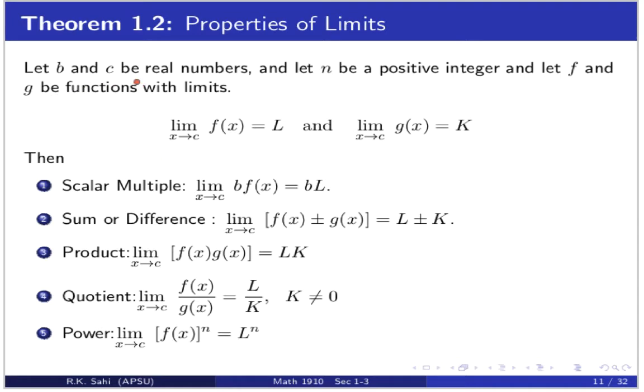What these properties of limits are saying is that if you have two real numbers b and c, and n a positive integer, and we have two functions f and g whose limits are existing. In other words, limit of f(x) as x approaches c is L, and limit of g(x) as x approaches c is k. That simply means the limits are existing. The scalar multiple, now the first property says if you take the limit as x approaches c of b times f(x), you simply pull the b out and apply the limit, which basically means b times the limit as x approaches c of f(x), which is b times L.